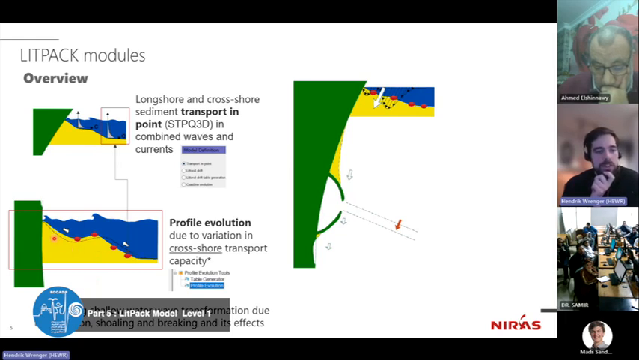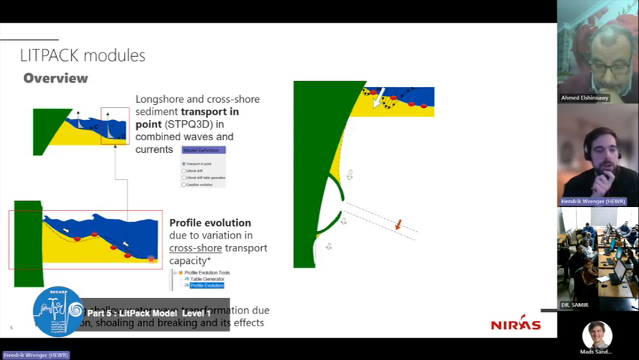So we can see, for example, like that black dashed line here, if we say the yellow profile is the original profile, we can model how that black dashed line develops. Maybe a bar is developing, etc. And this model here includes the shallow water wave transformation due to reflection, shoaling, and breaking, and its effects. And the effects are the radiation shear stress driven longshore current and the water level setup.